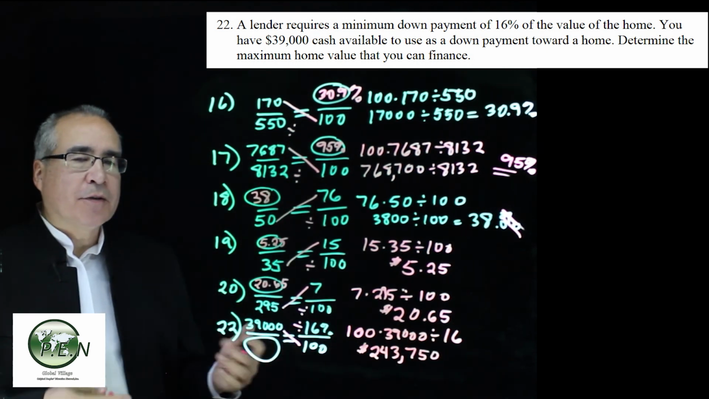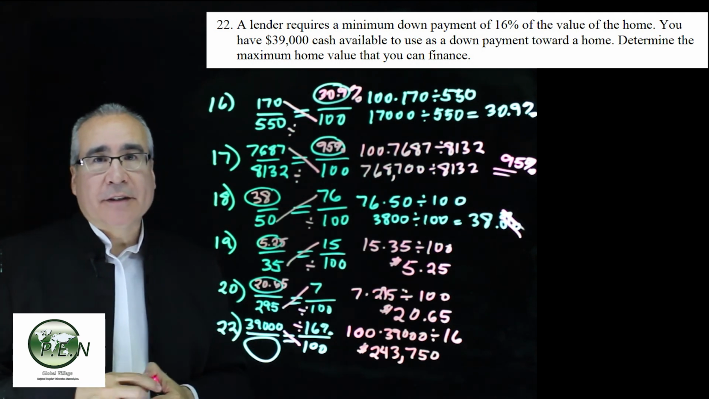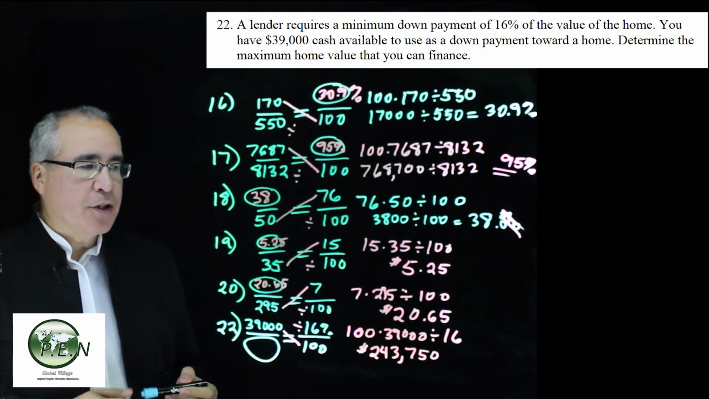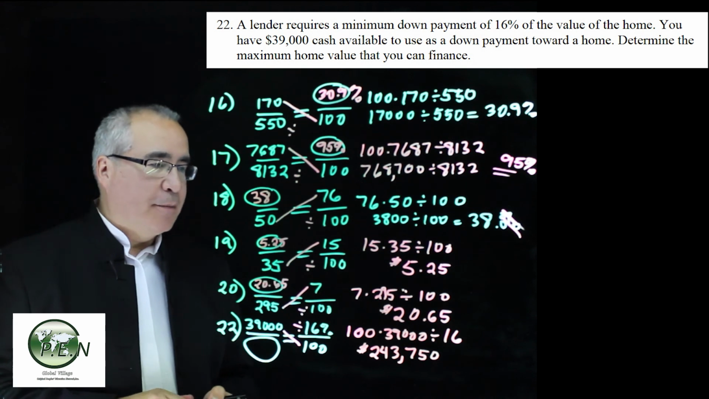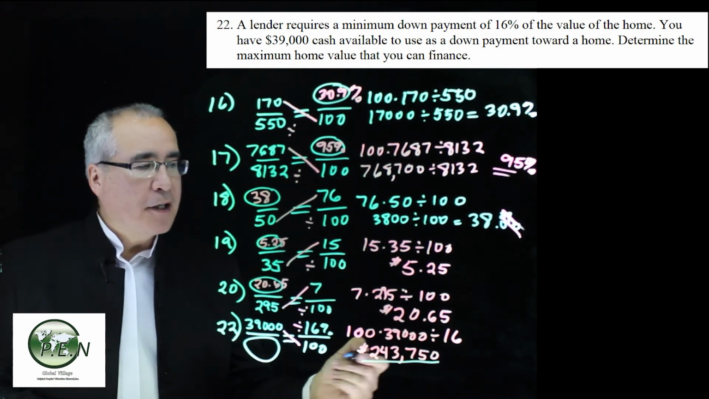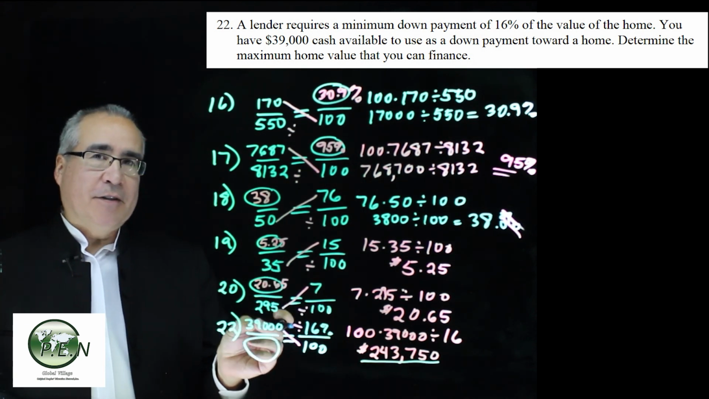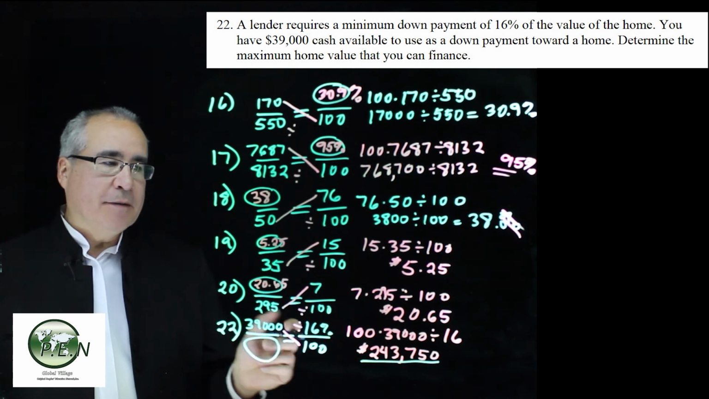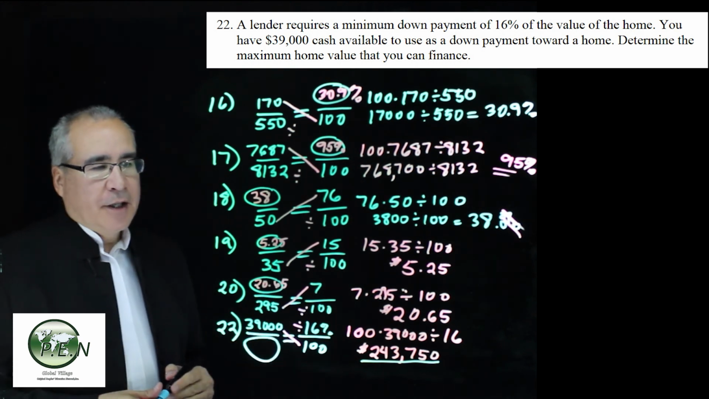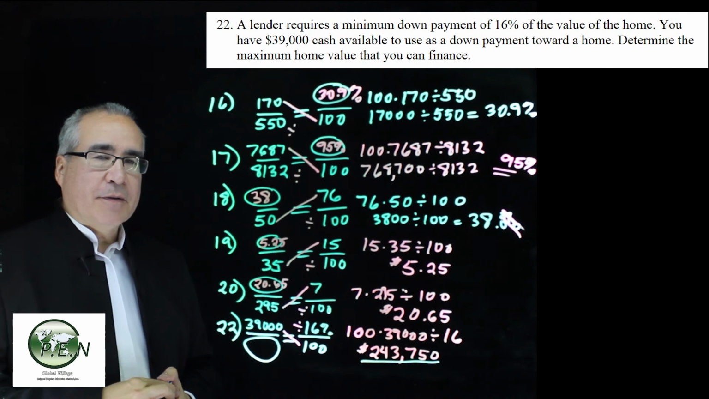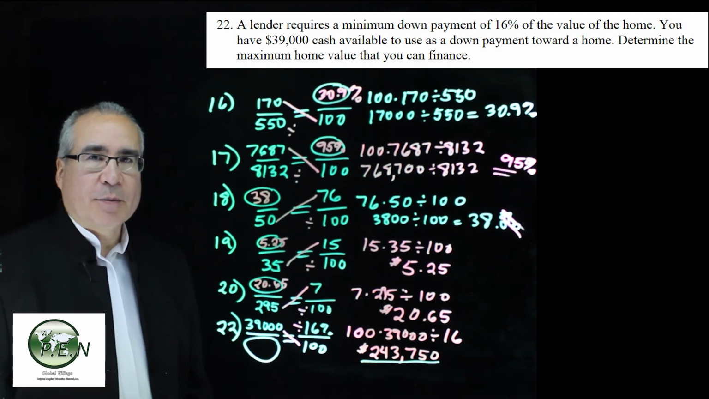So we'll see later you'll also need money for closing costs and such, but sometimes there's ways to negotiate for the seller to pay that. Sometimes there's ways to get a third party to pay that. But this tells us with $39,000 for a down payment, we can buy a house for $243,750, and we have our 16% down payment.